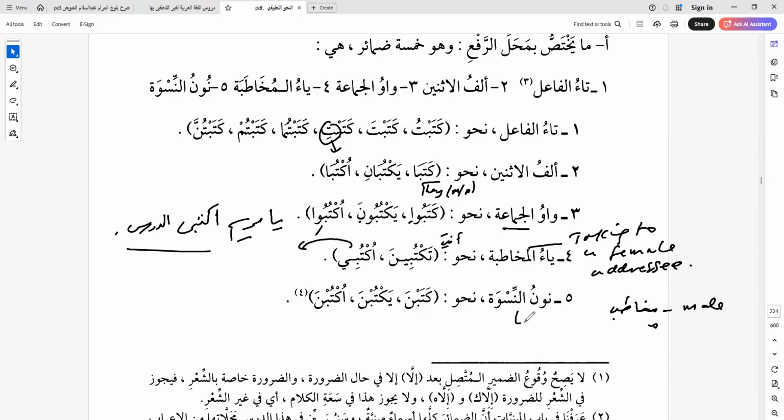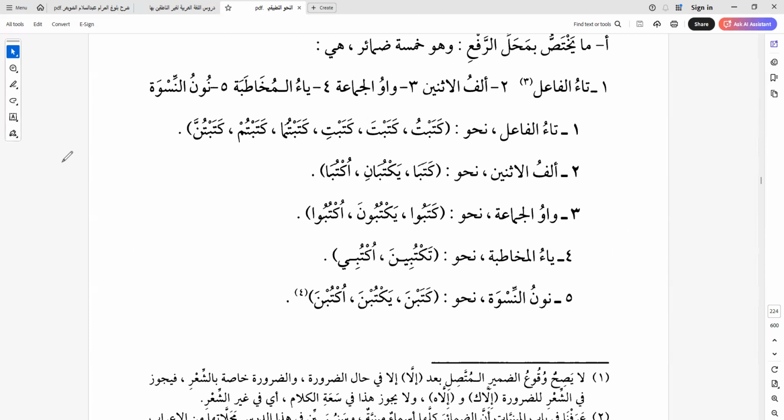Here you are, katabna, you are talking about women, plural. So that's the opposite of wawul jama'a. So you say katabna, yaktubna, uktubna. So here you are commanding what? Females from three or more.